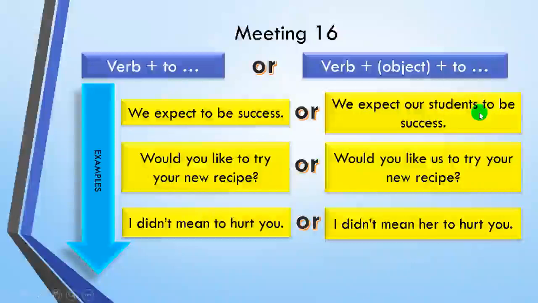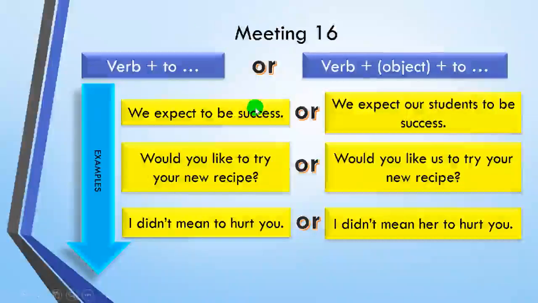Meanwhile, when we add the object, we expect our students to be successful, it becomes the other person's business or matter. So we do not only care about ourselves, but we also care about the other person because of the object. So the two sentences with these two patterns have different definitions. That's why, though it is your option whether to use one or the other, you need to clarify and be careful when you use one of these patterns.